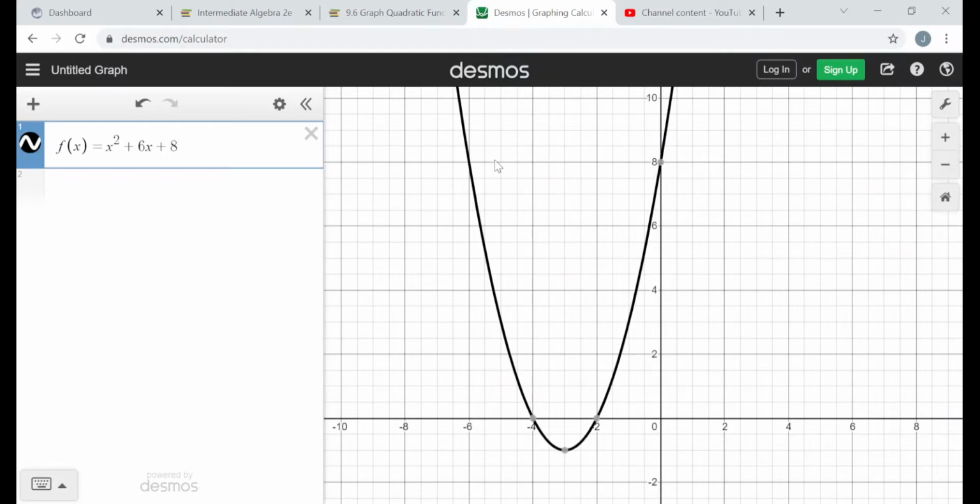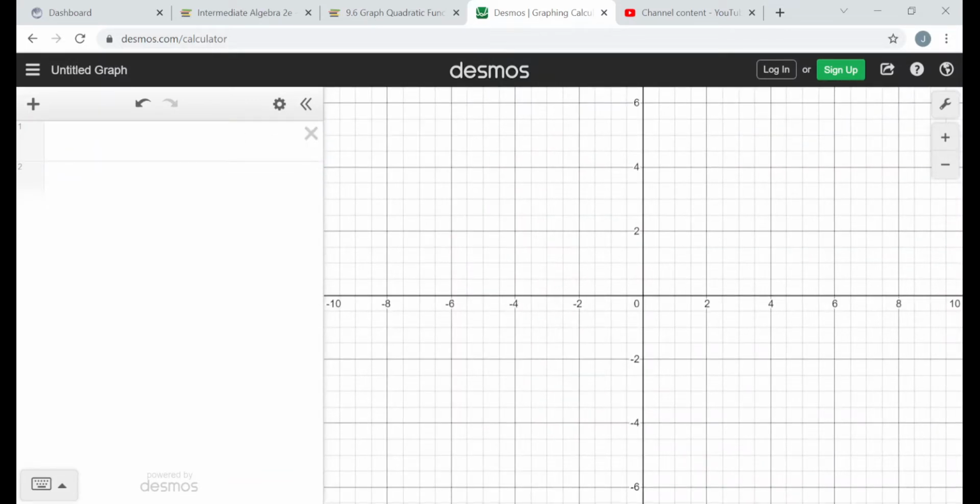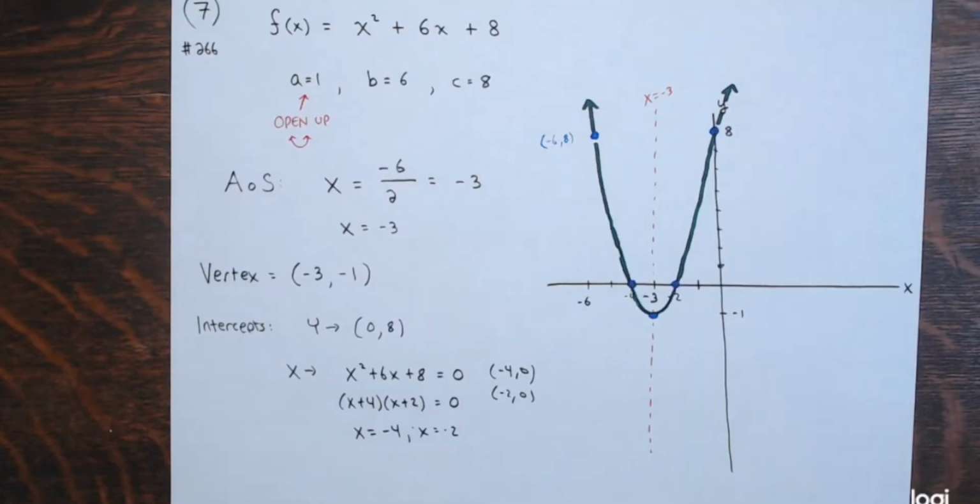And then this point over here, you can probably see as negative 6, 8 right there on the other side of the axis of symmetry at x equals negative 3. Fantastic. All right. Our parabola looks very much the same. Wonderful.